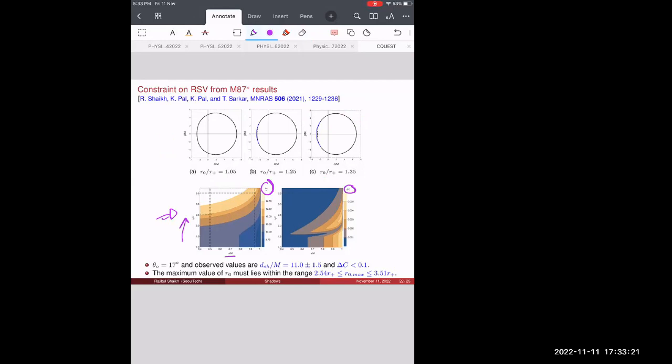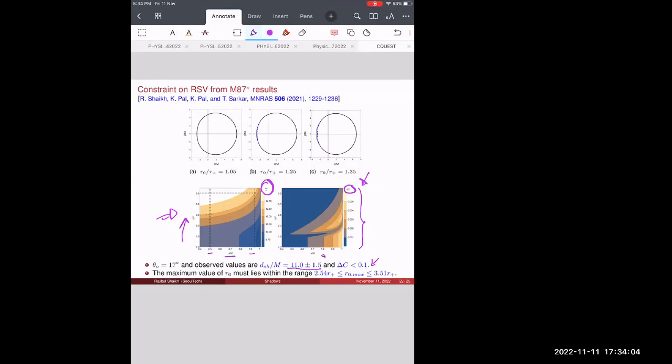And as I said, the deviation from circularity for the observed shadow should be less than 0.1. Here we see that this is indeed true, always less than 0.1 for the RSV metric, so there will be no constraint from delta C. So we need to look at the dimensionless average diameter of the shadow, and we need to keep our spin between 0.5 and 0.94, because this is the spin range provided by the EHT group. In this spin range, we now use the dimensionless shadow diameter.